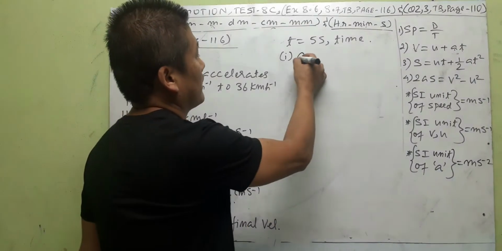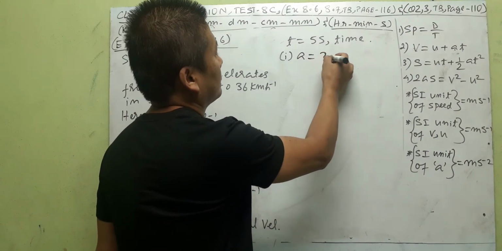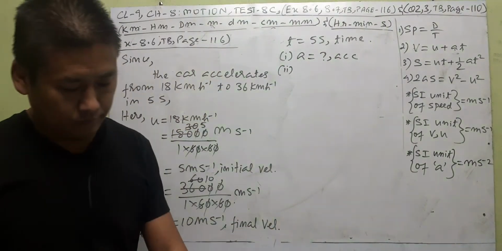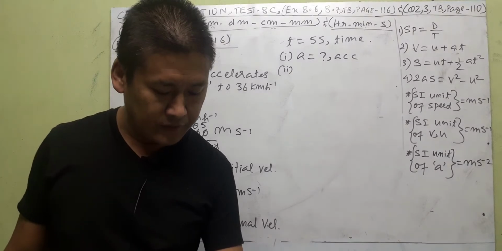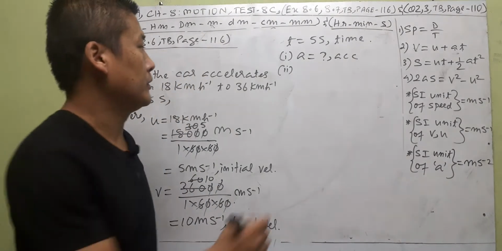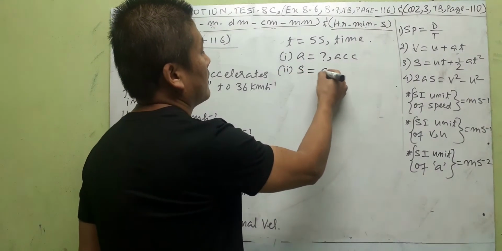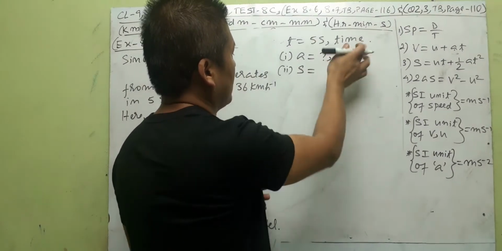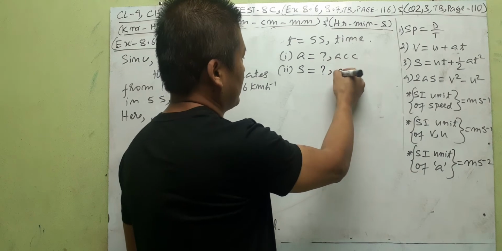Okay, so number 1, go to the question, and the question is asking you to calculate acceleration. So A is what they're asking you. Then number 2, the distance covered by the car in that time. So that is the distance, meaning S. The distance covered by the car in 5 seconds, that means, and all these changes were happening.